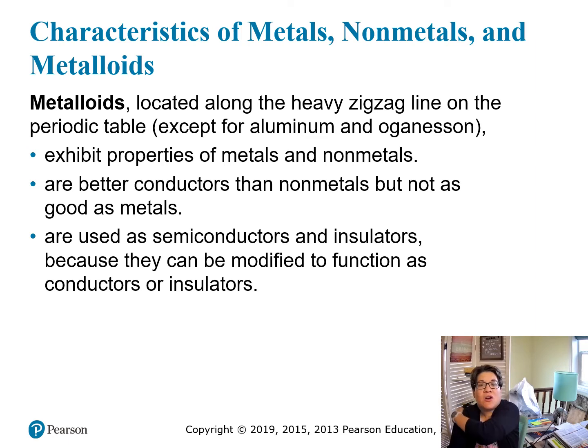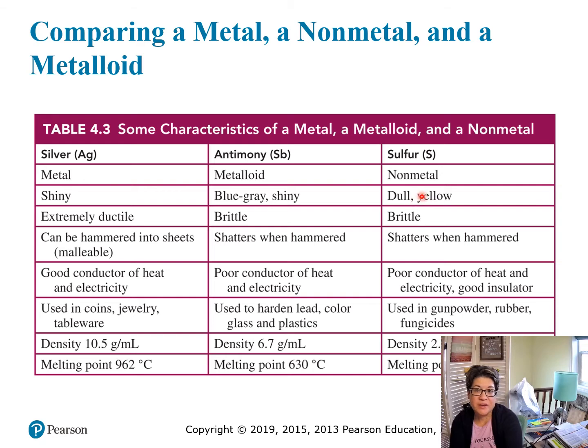And then metalloids are located along that zigzag step line that I showed you, except for a couple. And they have the properties of both metals and nonmetals. They are better conductors than nonmetals, but not as good as metals. So they're kind of in between metals and nonmetals. And they are used as semiconductors and conductors. So you'll see them used a lot in technology. Okay, here's some examples, a list of like silver, antimony, and sulfur, and you can see some different characteristics of them, and you can kind of get a comparison there.